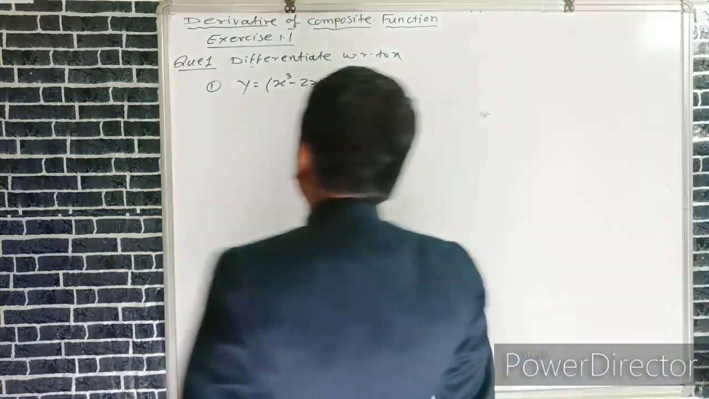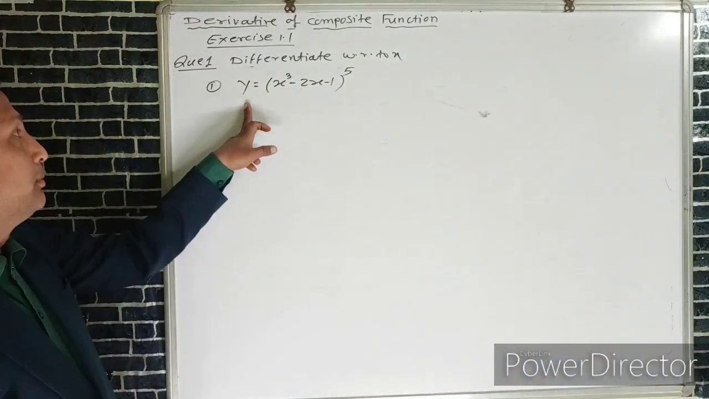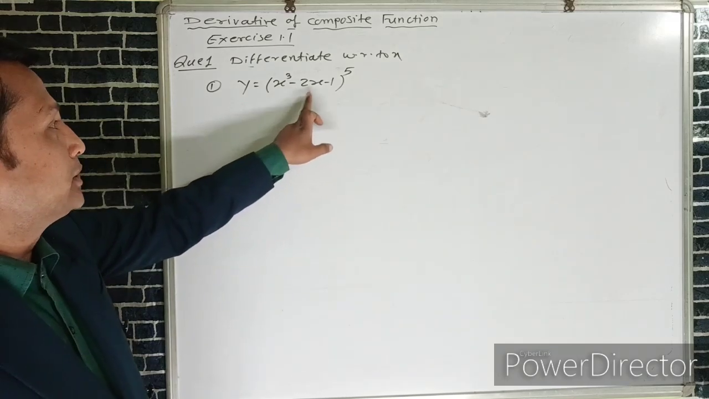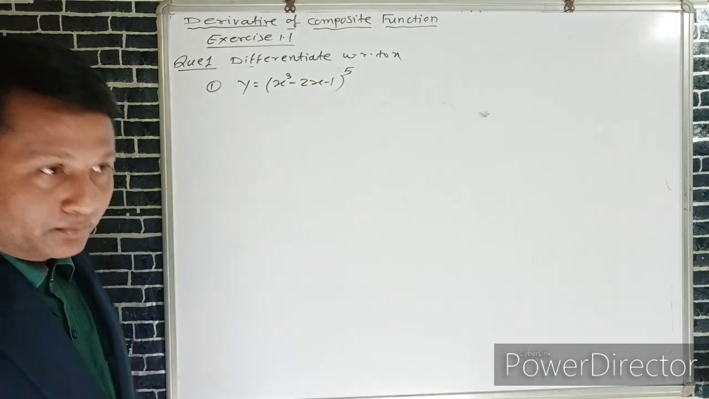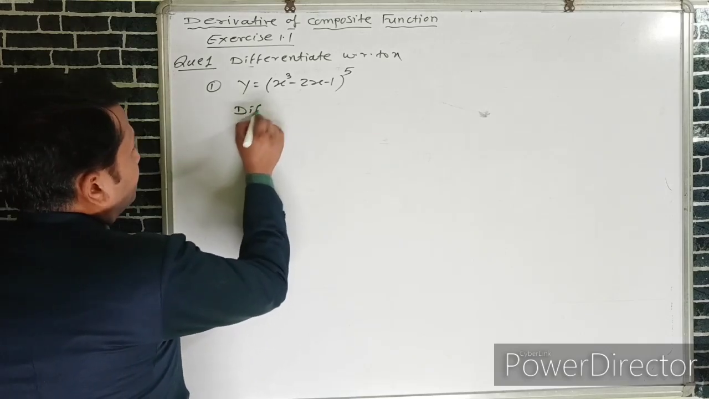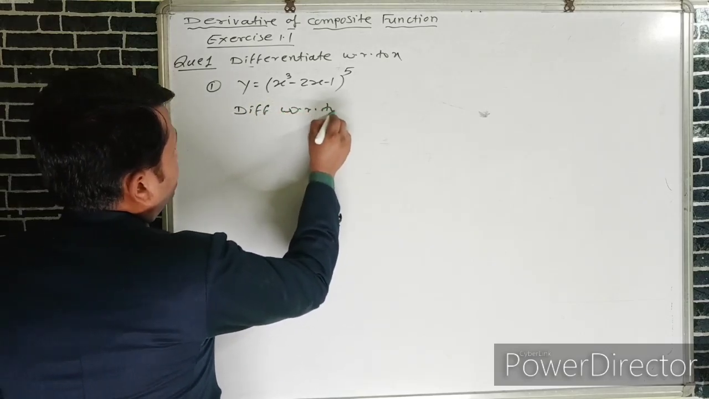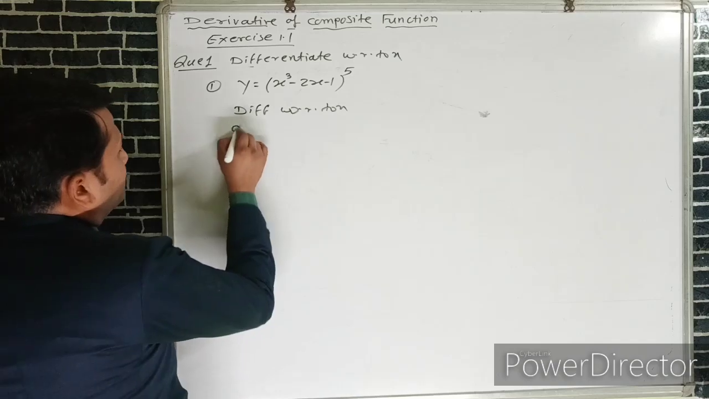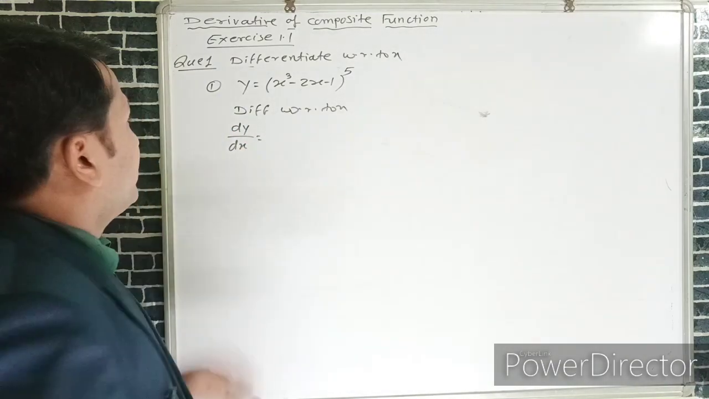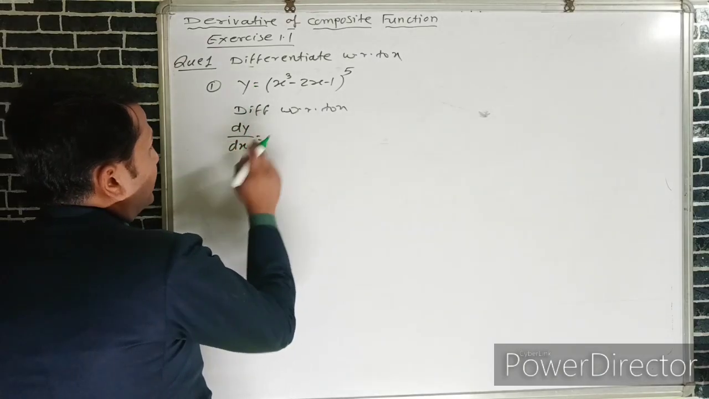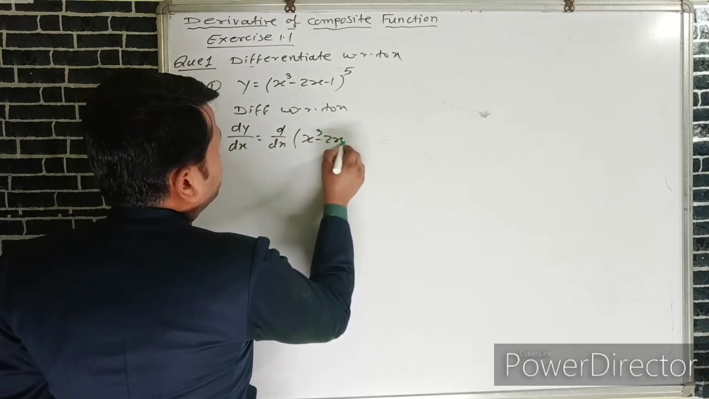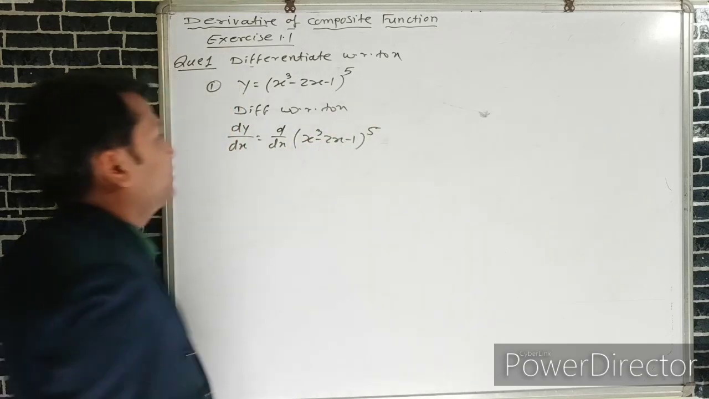The first example in exercise number 1.1 is y equals x cube minus 2x minus 1, whole raised to the power 5. If we differentiate the given function with respect to x, then we get the derivative of y. The derivative of y, dy by dx, is equal to d upon dx of x cube minus 2x minus 1, whole raised to the power 5.